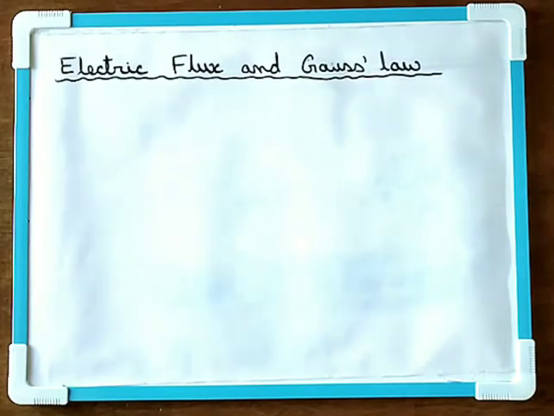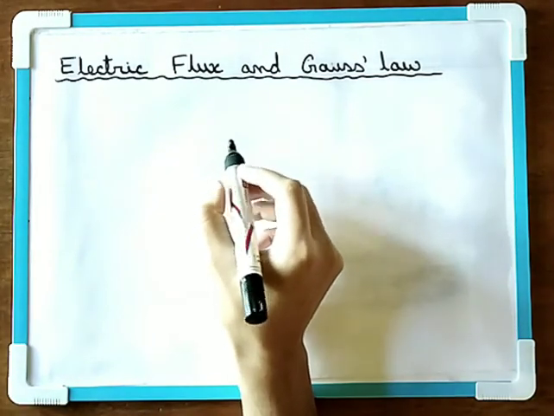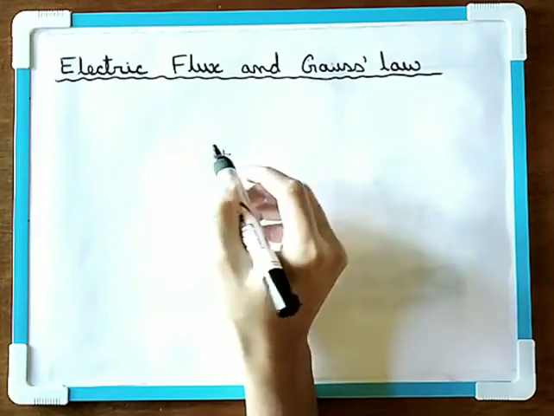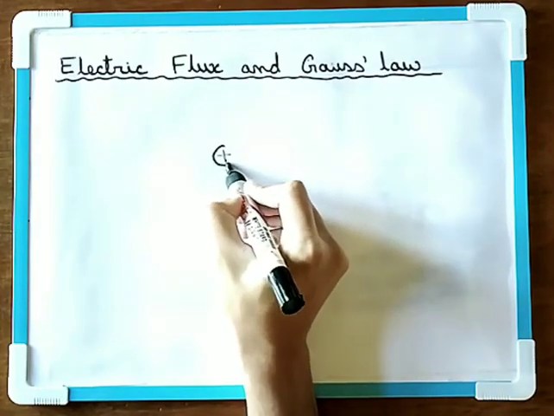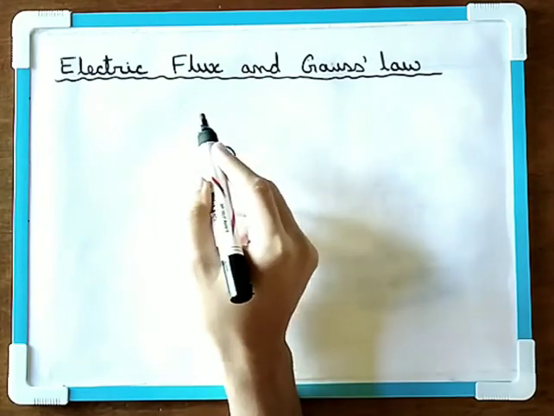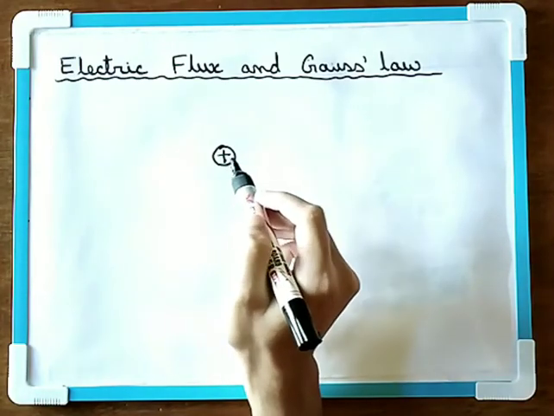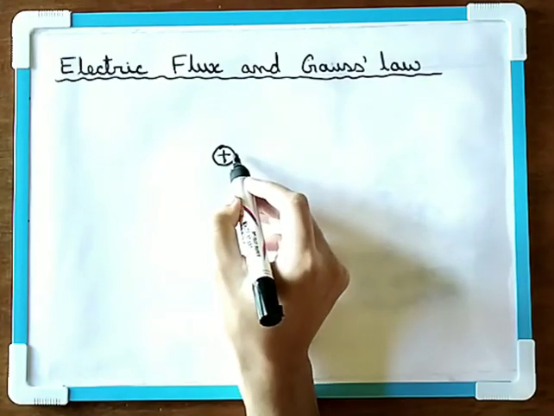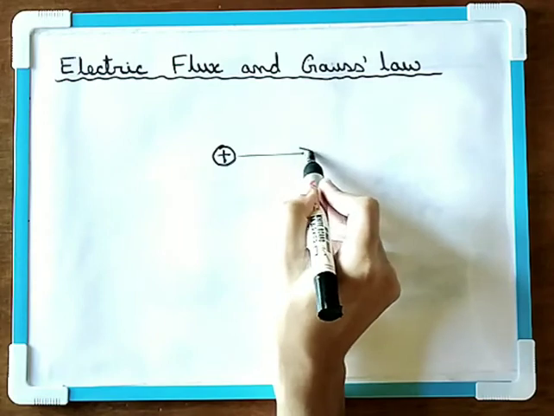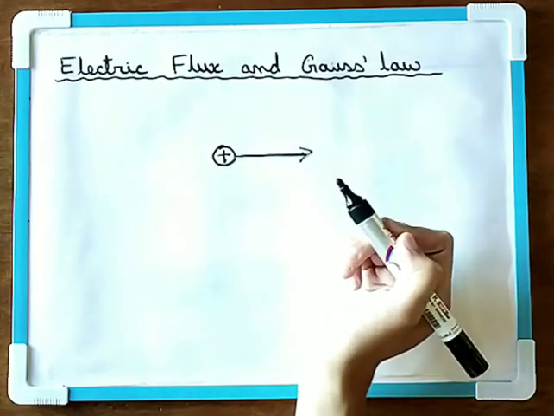So by now we have learned what an electric charge is, and what happens if you have an electric charge which is at rest. So we have this positive charge here which is at rest, then this positive charge will produce an electric field around its space, and that electric field is represented by electric field lines. So for the positive, it's always pointed away from the positive charge.